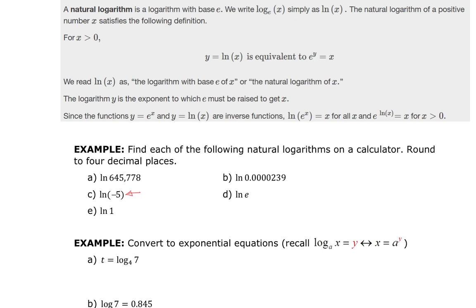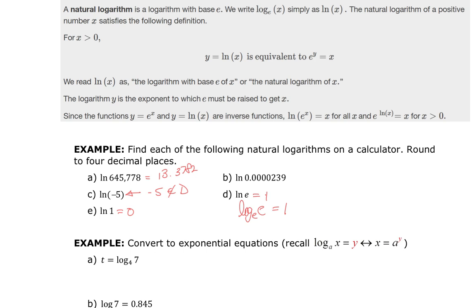Now, without doing any work here, I don't have to do this in my calculator because I know that negative 5 is not in the domain of the log. So I'm not even going to bother with that one. And when I have ln of 1, I know this is 0, and the ln of e is 1 because this is the log base e of e, which is equal to 1. So the only ones I actually have to put in my calculator, and pause this now if you'd like, is I'm going to do the natural log of 645,778, which I get to be 13.3782.